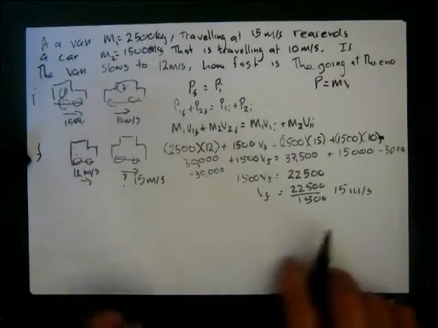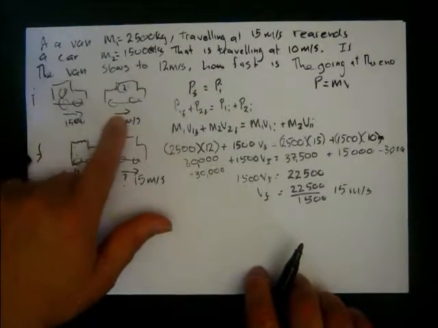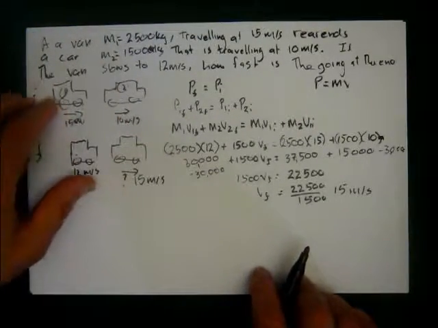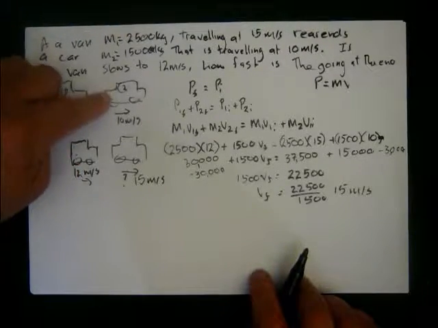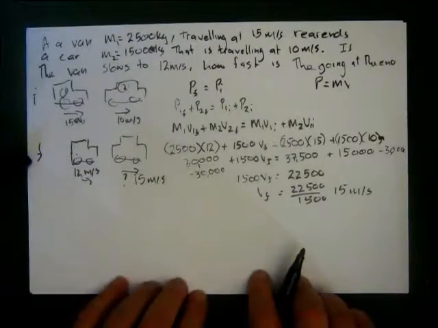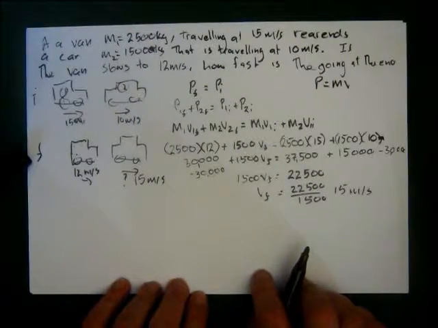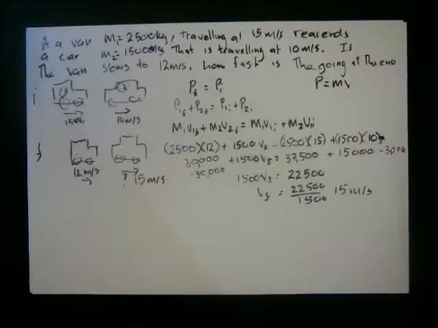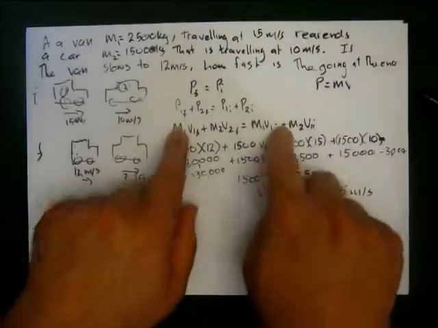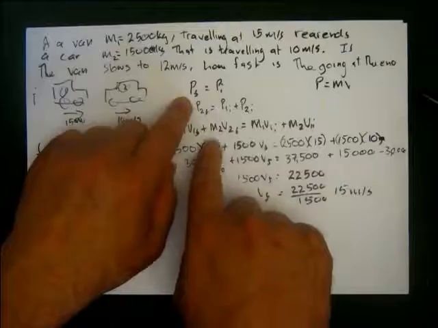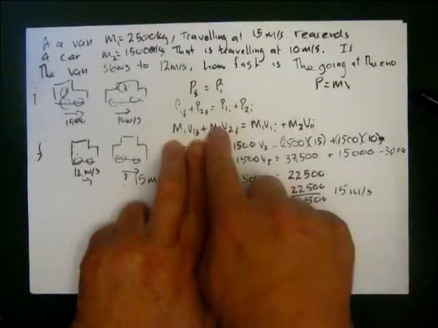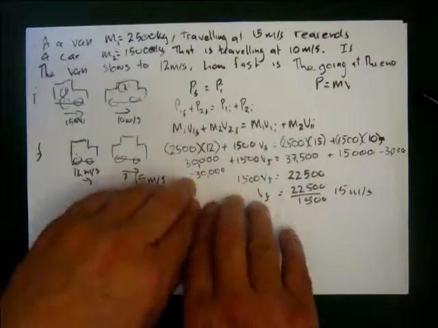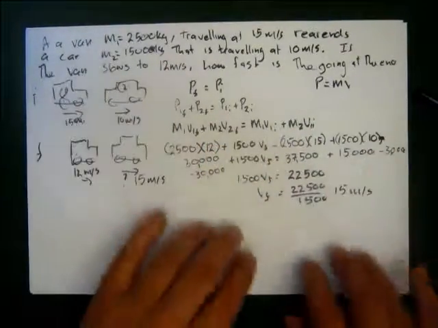So the two cars collide. This one's travelling slower. This car, the van, when it hits, slows down. The car speeds up. Does that seem reasonable? The answer is yes. So with this type of problem, we go PF is equal to PI. We expand it out with all of the momentums, mass velocity, mass velocity, mass velocity, mass velocity. We stick in everything we know. We simplify down, rearrange for the unknown. Problem solved.